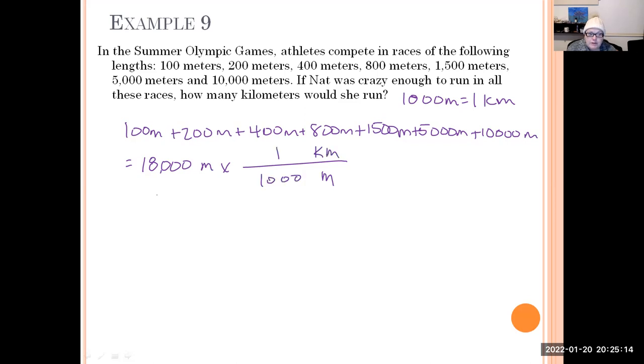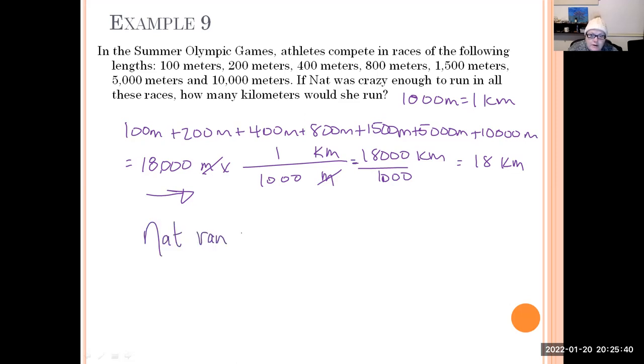All right, plug in the numbers, multiplying straight across. Meters are gone, and we get 18,000 kilometers over 1,000. If you punch that into the calculator, you're going to get 18 kilometers. So how many kilometers will she run? Nat will run, or Nat ran, however you want to say it, 18 kilometers. There you go.